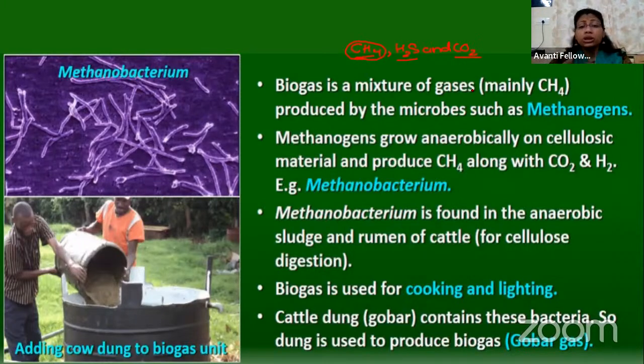So here it is also written, the biogas is a mixture of gases, mainly CH4, and the bacteria which is used to produce the biogas are anaerobic in nature, and they are usually found in the gut of cattle. The microorganism, or we can say the bacteria, which is found in the gut of cattle is methanogen. They are methanogens.